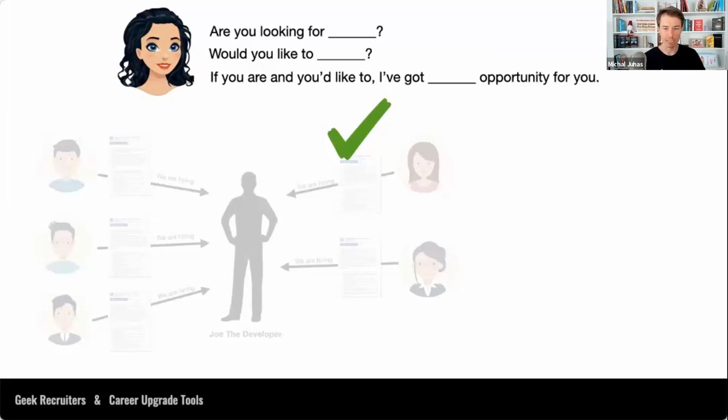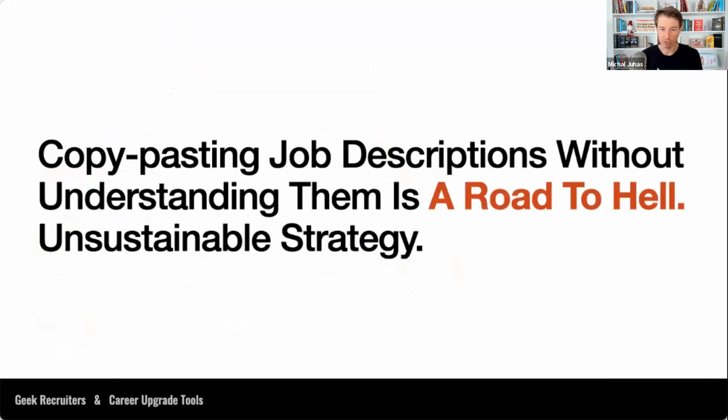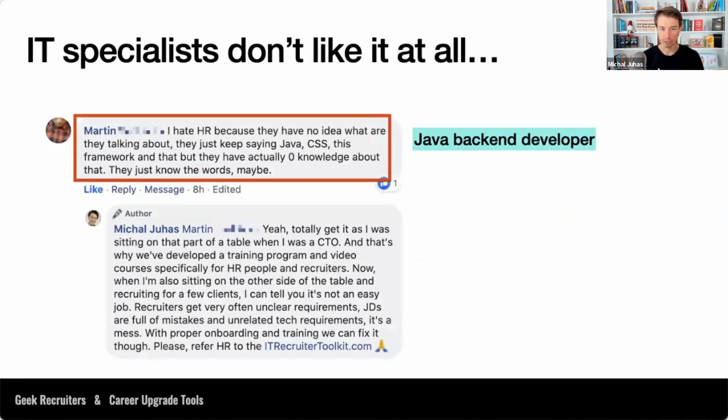If you look at how companies advertise their products, it's not just like, hey, there is this soap. Would you like this soap? No, they talk about what the benefits of the soap are. Why the soap is better than the other soaps, right? So copy-pasting job descriptions without understanding them is a road to hell. That's really not sustainable, because if you don't know as a recruiter what is written in the JD, you will not be able to find the right candidate. You will not be able to engage with them effectively and eventually recommend them to the client. So IT specialists don't like it at all.